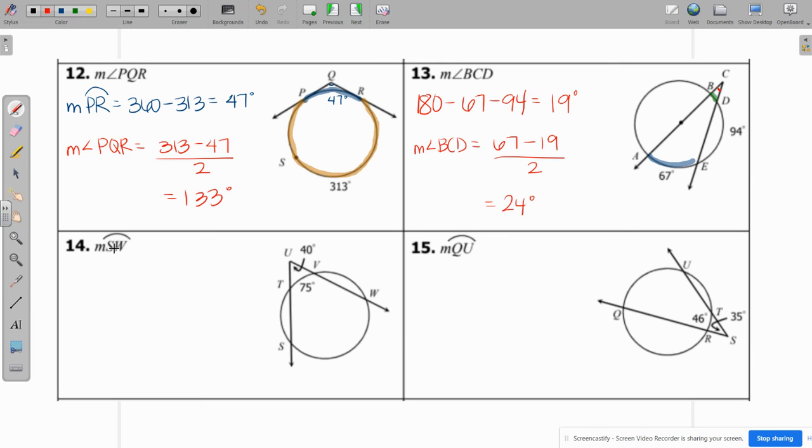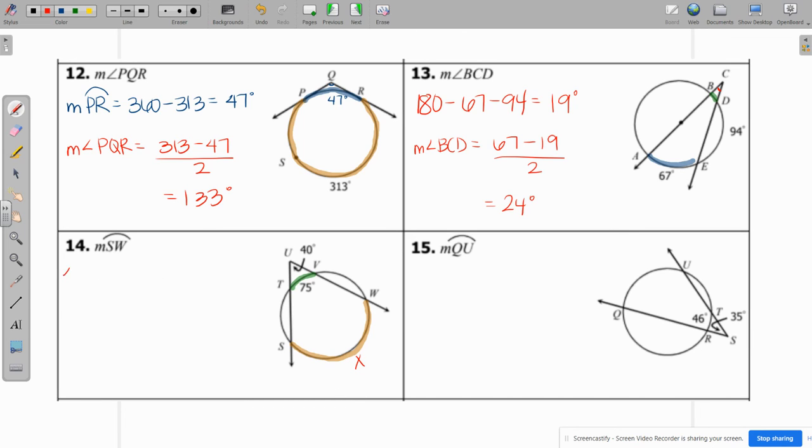Sometimes you're going to be asked to find the different arc measures, and you're given the angle measure instead. So in this case, I can see for the angle 40 degrees here, here is the smaller arc, 75 degrees, and then the larger arc out here is what we're looking for, which is the arc SW. So I'm going to call this x because that's an unknown for us.